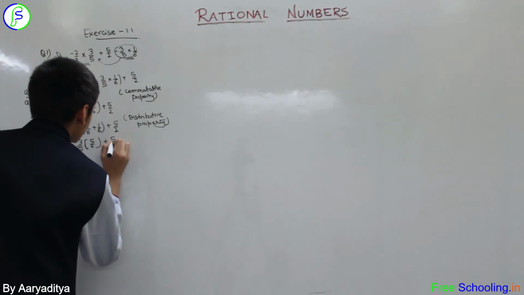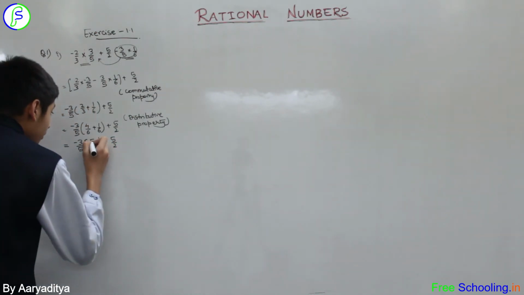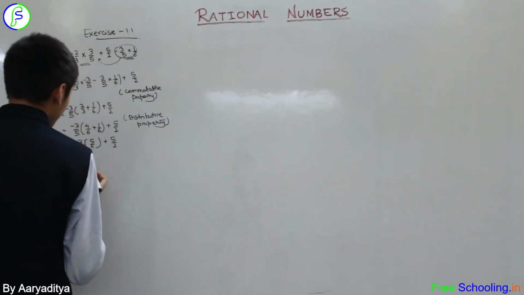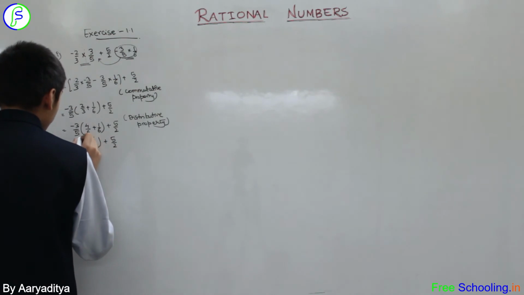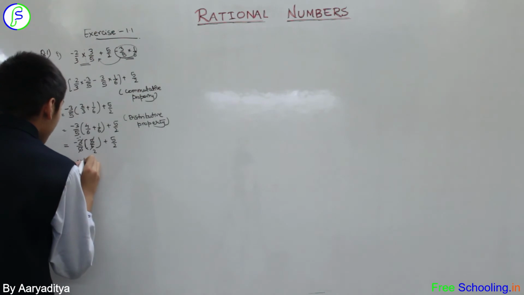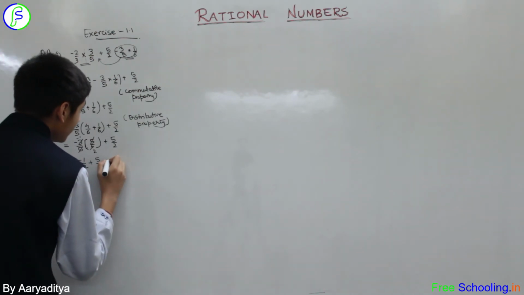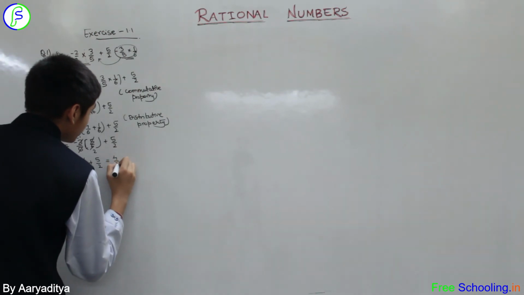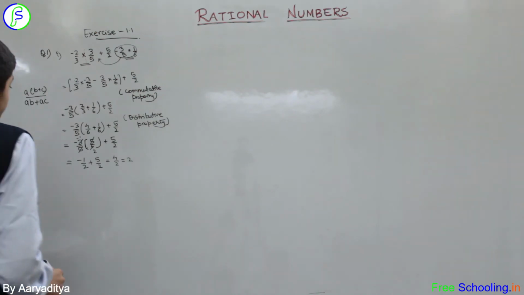Okay, and now I will be adding it with 5 by 2. Now we see that minus 3 by 5 is multiplied to 5 by 6. So 5 will get cancelled out and it will become minus 1, and this one would become 2. So we are left with minus 1 by 2 plus 5 by 2, and we all know that minus 1 plus 5 is 4. So 4 by 2, that is 2. So this was the answer to part 1.